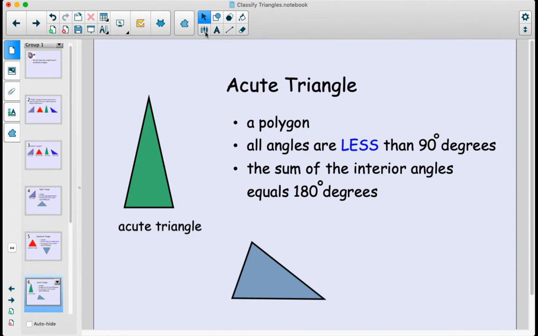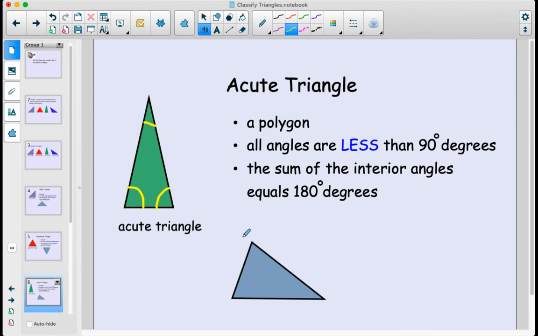So when we take a look at the angles, less, less, and less. All of these angles are less than 90 degrees.